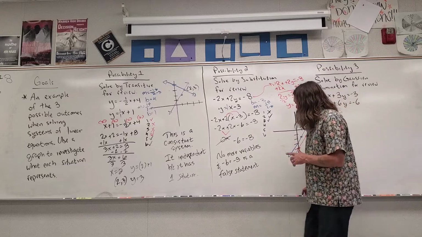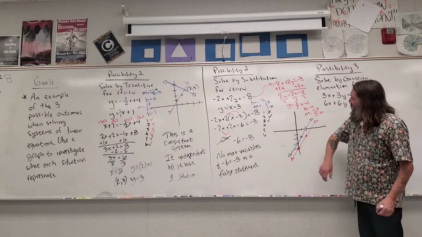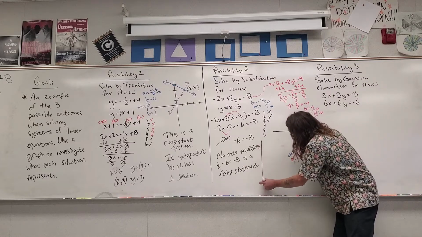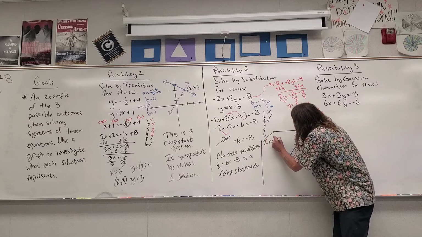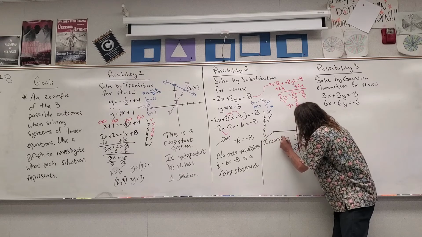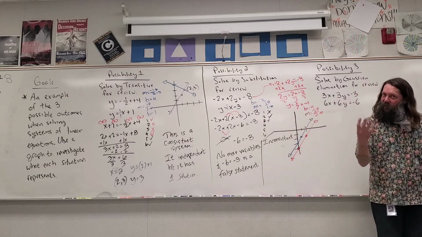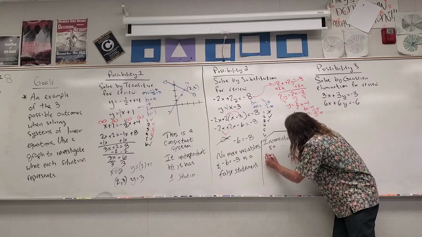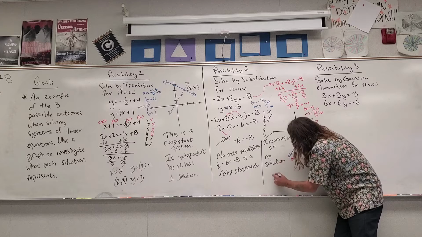So let me explain what we call this. Let me find a good marker. There you are. We call this an inconsistent system. This system is inconsistent. Okay, this is inconsistent. And when I say inconsistent, what that means is there's no solution. And there's no solution because the lines do not cross.